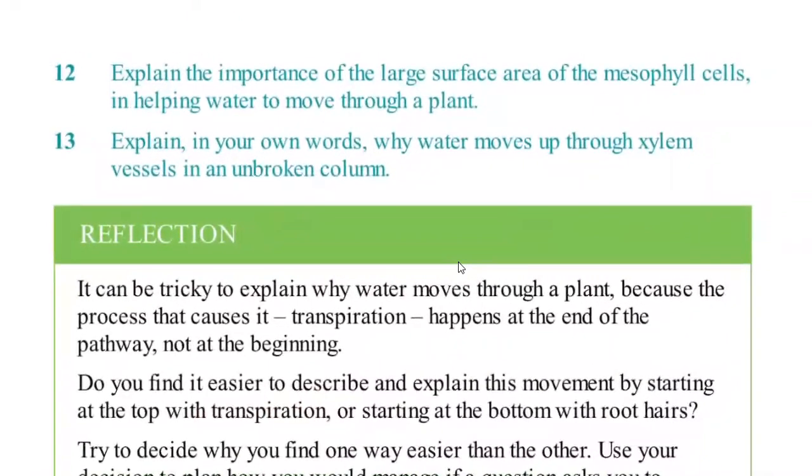Or I think you know this as well, that if I ask you, explain in your own words why water moves up through the xylem vessels in an unbroken column, what things come to your mind when this question is asked? Explain in your own words why water moves up through the xylem vessel in an unbroken column. This is because of that thing, right? The transpiration pull. That comes into my head.